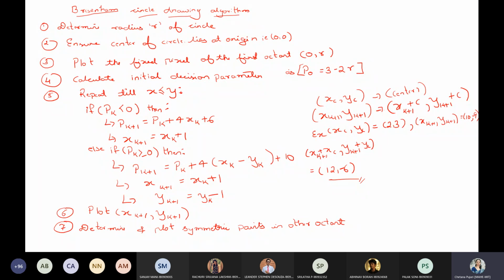Once you are done with this algorithm, just try to solve for radius r using the Bresenham algorithm. We just need to give the radius, right? So using the Bresenham algorithm, try to solve a problem where the radius is equal to 4. I have given a small value. You can plot a circle which has a radius of 4 units using the Bresenham circle drawing algorithm.